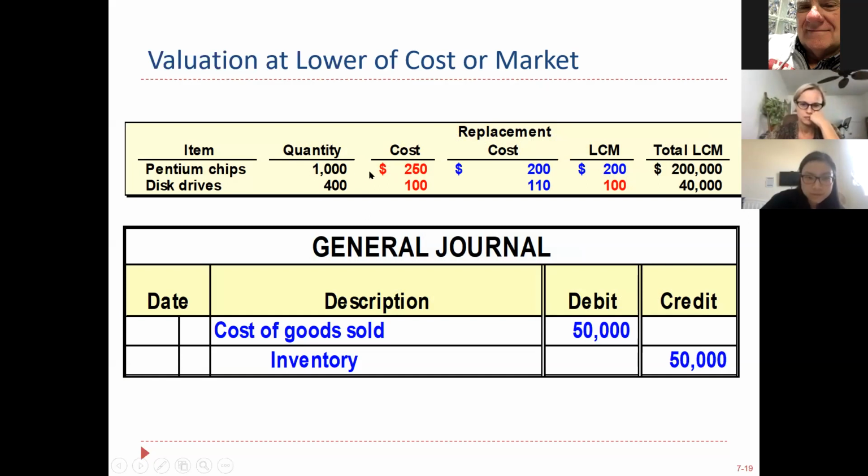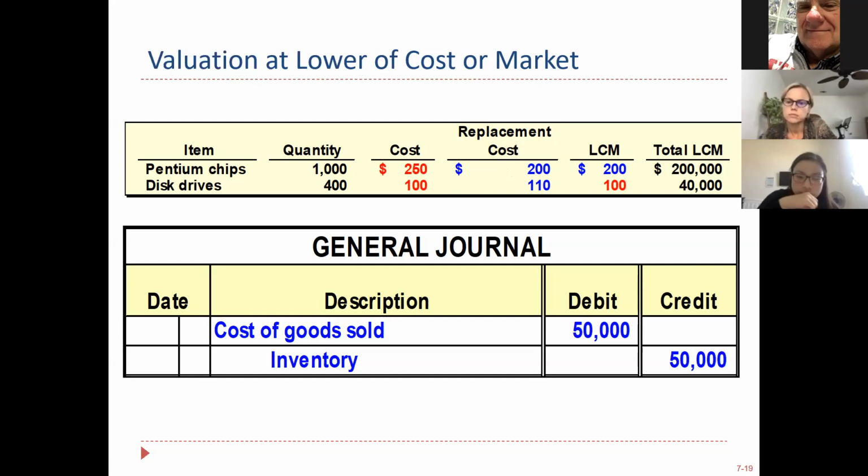Fret not. Lower of cost or market is what we're going to eventually put on our balance sheet. They bought 1,000 of these for $250. That's the cost. And that was fine. We kept it at that cost for a number of years. But then as things changed, the market value or replacement cost fell below the cost. Every time we sell one, we're going to lose $50. We have to recognize that $50 per unit loss immediately, not when we sell it.